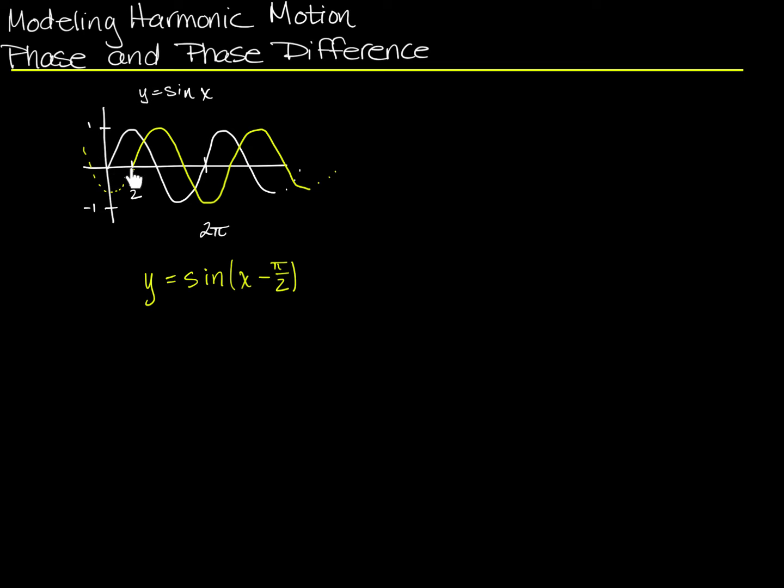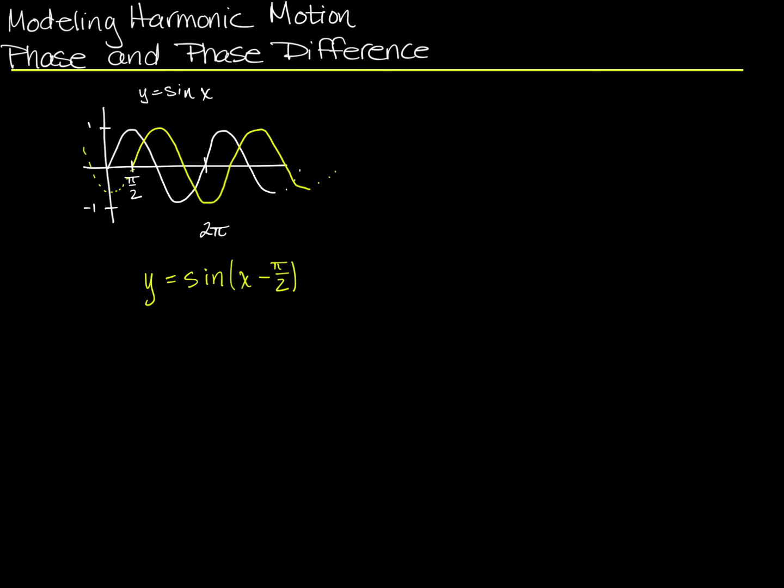Graphically, we say it's been shifted to the right. Algebraically, we say x minus pi over 2, but it's still just a sine graph. We could think of it as a cosine graph. In this particular case, because it's been shifted pi over 2 to the right, we could think of it as negative the cosine of x. But that's a transformation too. So let's stick with y equals the sine of x for now and talk just about this horizontal shift.